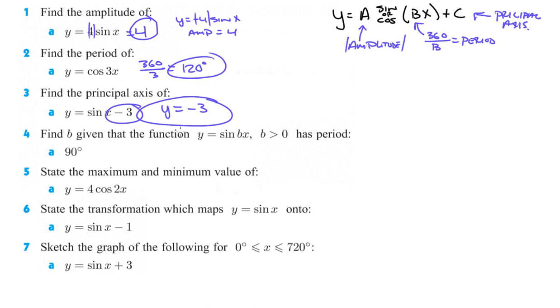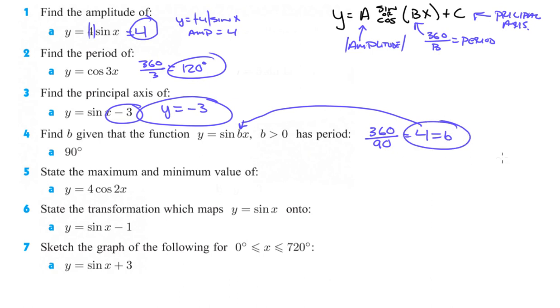Okay? Find b given the function y equals sine bx, where b is greater than or equal to 0, has a period of 90. If you know what the period is and you want to figure out what the letter b is, you simply take 360, put it on top, divided by whatever the actual period is, and that's 90, and that gives us 4. So 4 is going to be what b is. So 4 equals b.